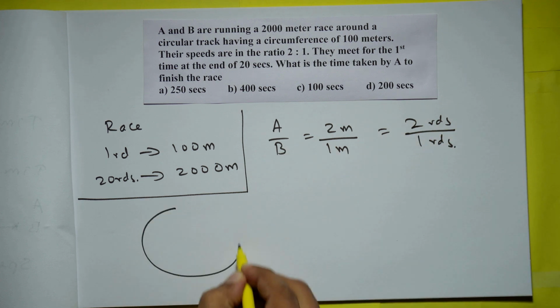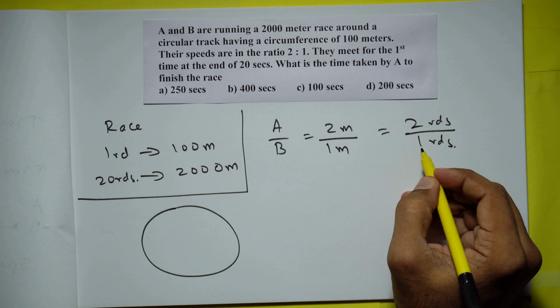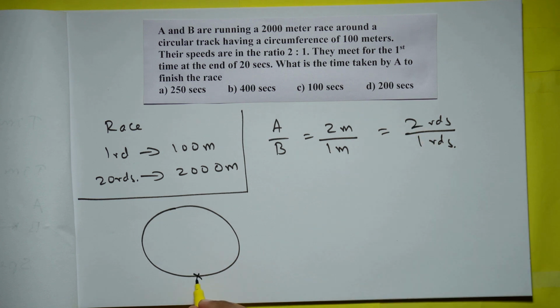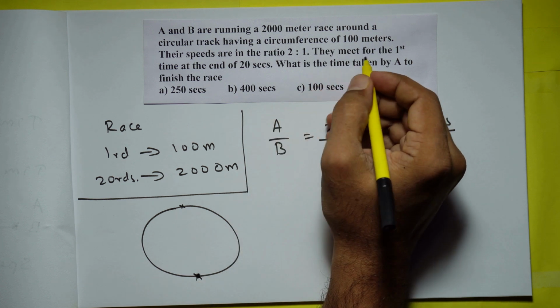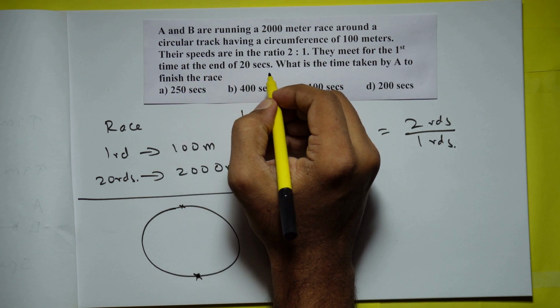Now this is the circular track. We can also say that when A does 1 round, B will do half a round. Assume that this is the starting point, both A and B are here. When A does 1 full round, B will do half a round, B will be here. When A does 2 full rounds, B will do 1 round and A will be overtaking B, because they will both be at the starting point. And this happens in 20 seconds. This is the first time at which A will be overtaking B. It is said that they meet for the first time at the end of 20 seconds.